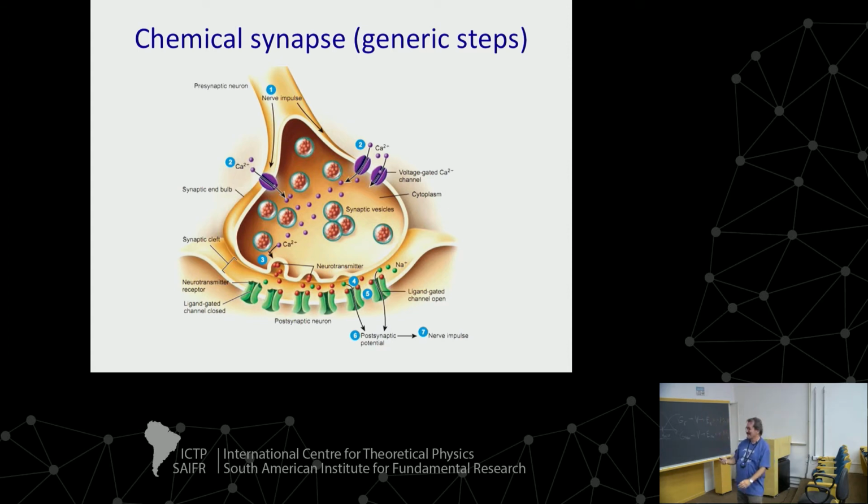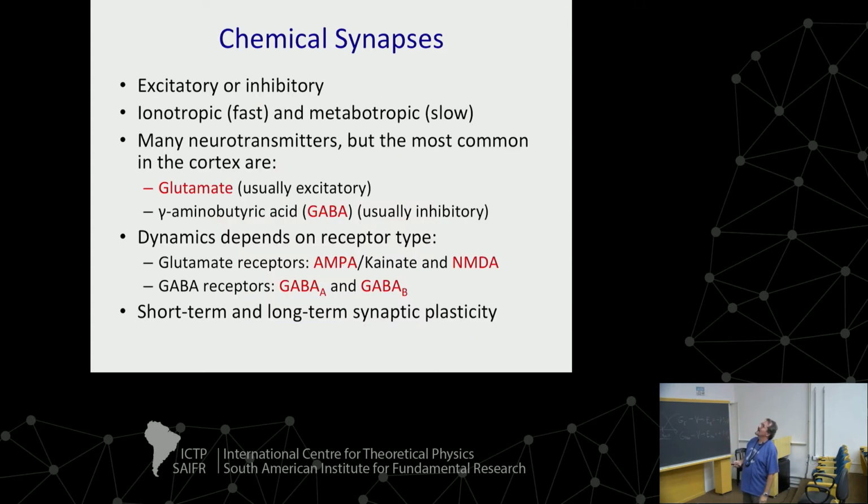So anyway, a chemical synapse could be either excitatory or inhibitory. It could be ionotropic, which means fast, or metabotropic, which is slow. The ionotropic ones are related to the opening of the receptor gate, which allows the flux of ions. The metabotropic ones are related to second messengers that go through a cascade of events inside the postsynaptic cell and eventually open a receptor.